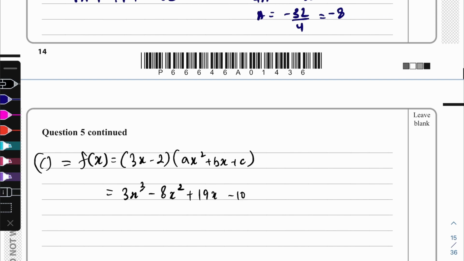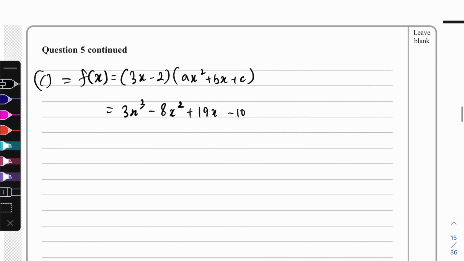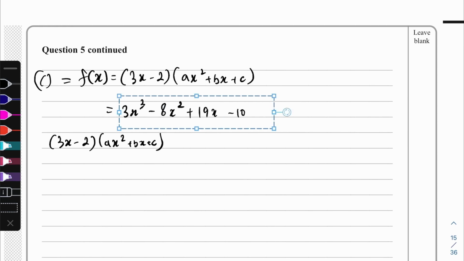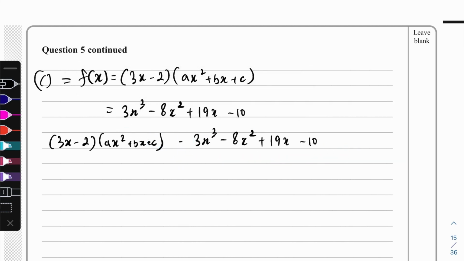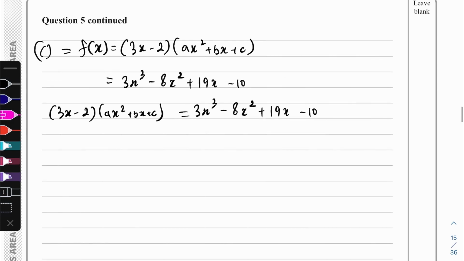Yes? So now these two equations are equal to one another, right? So now we can write that: (3x minus 2)(ax squared plus bx plus c). Now to save time, I'm just going to copy paste this and duplicate it over here. We can see straight off the bat that the constant term is going to be minus 2c. So minus 2c is equal to negative 10. So c equals negative 10 over negative 2, which equals 5.